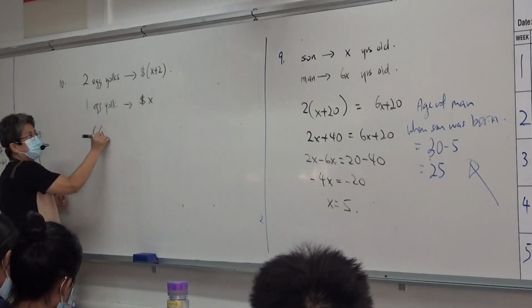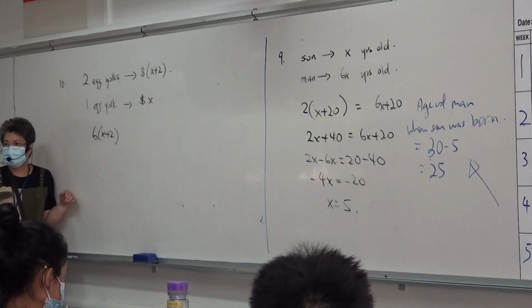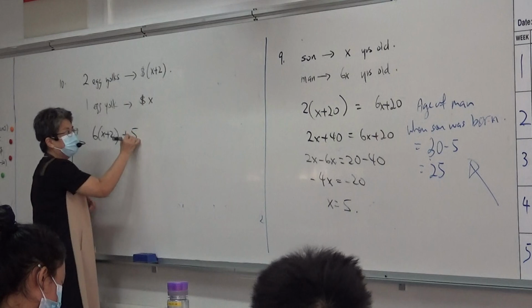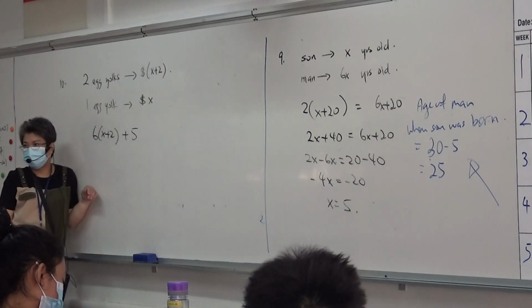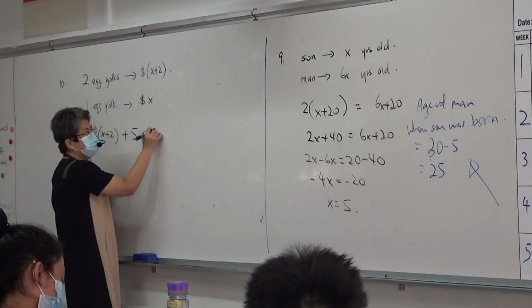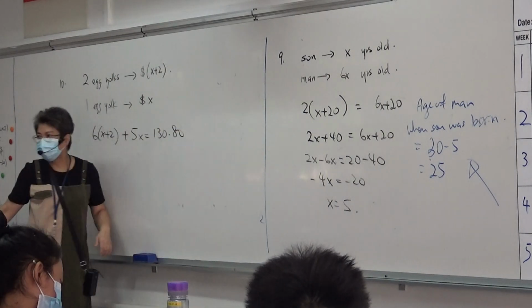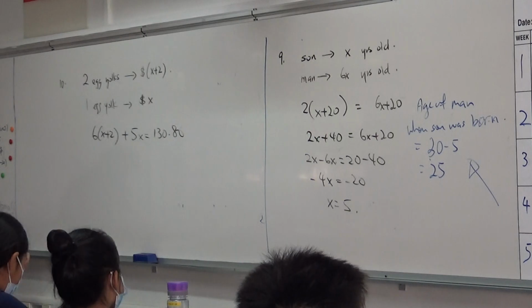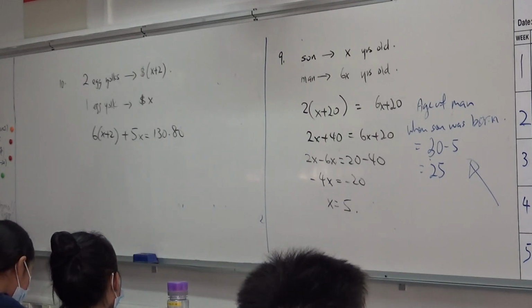That means 6 times of this, right? This is the 2 egg yolk one, right? Plus 5 times of what? 1 egg yolk. Will give me 130.80. Is this correct? Is this correct? Okay. What do I do?